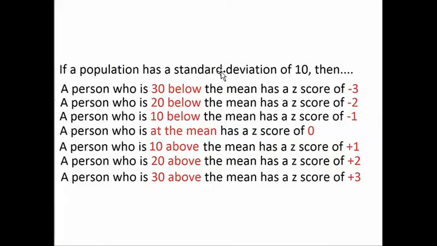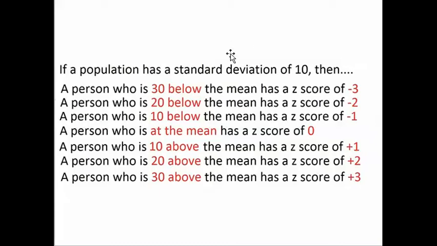In other words, if you go up by 1 standard deviation above the mean, you reach a person with a z-score of +1. If you go up by 1 more standard deviation, you reach a person with a z-score of +2. And if you go up by 1 more standard deviation, you reach a person with a z-score of +3.